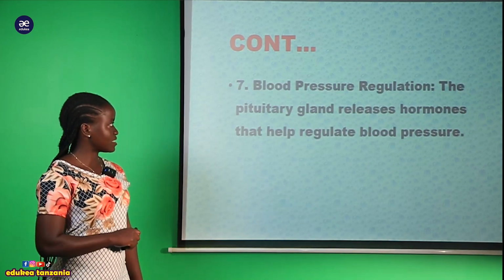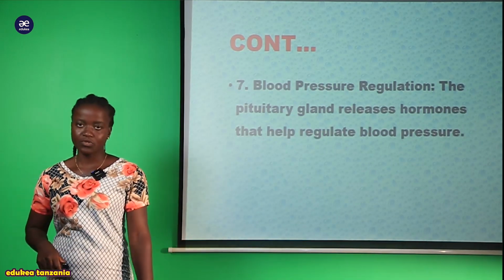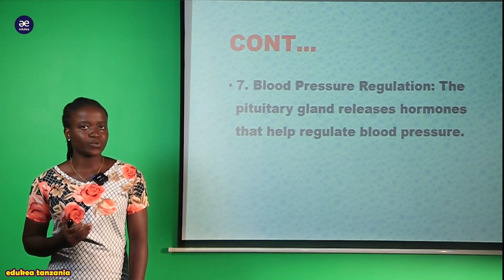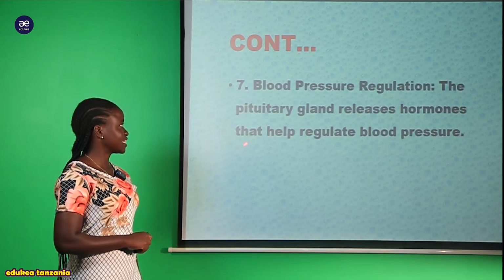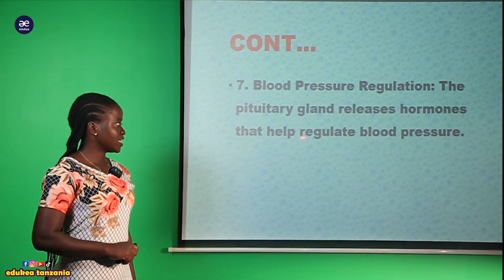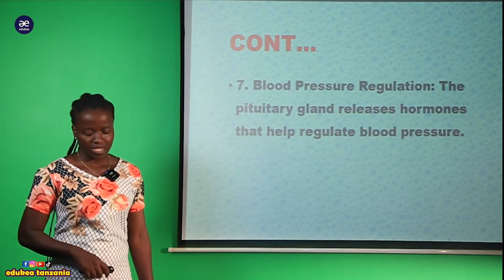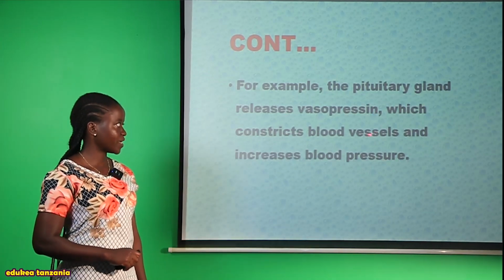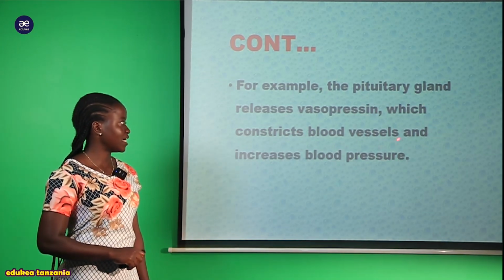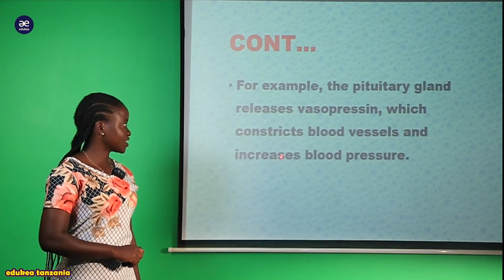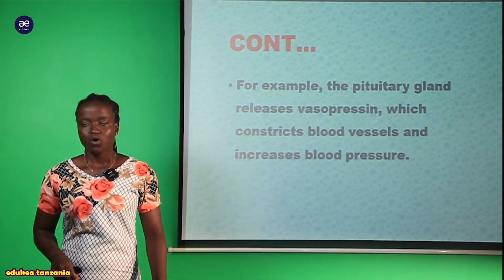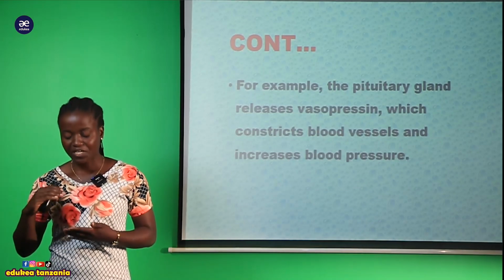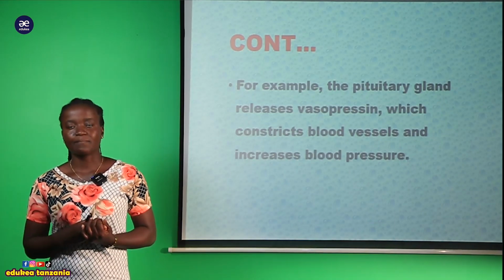Another function, that is the blood pressure regulation. Also, the pituitary gland is involved in the blood pressure regulation. On how? Here we are saying that the pituitary gland releases the hormone that helps regulate blood pressure. A good example here, the pituitary gland releases vasopressin, which constricts blood vessels and increases the blood pressure. Kwa ina cure ile problem ya blood pressure, the rise of the blood pressure within the body.